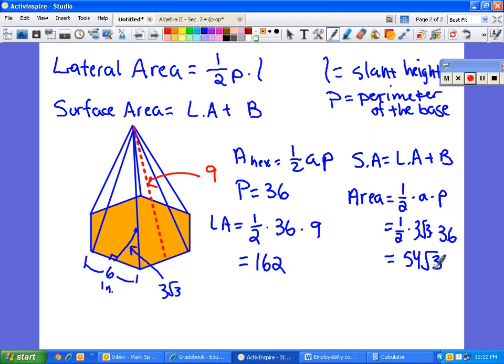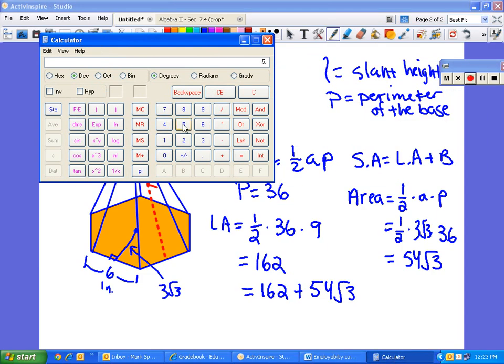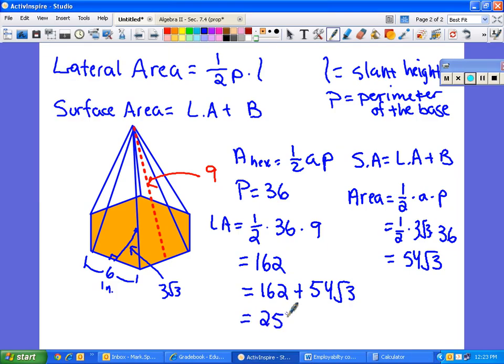The problem wants us to give an answer rounded to the nearest whole number. So now I just have to take my 162 plus 54 times the square root of 3 and plug it into my calculator. So I'm going to do 54 times the square root of 3, which gives me 93.5. Add to that 162, gives me 255.5. The question says round to the nearest whole number. So I get 256 square inches.